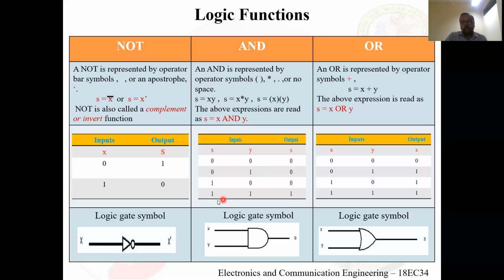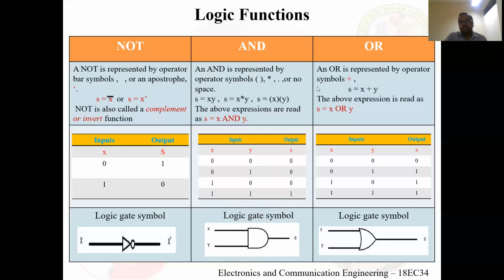As you can see from the truth table here, when both X and Y are equal to 1, the output is equal to 1. For the rest of the combinations, the output is equal to 0 there. And for a 2-input AND gate, the logic symbol is shown here with X and Y as the input binary variables and S is the output binary variable.